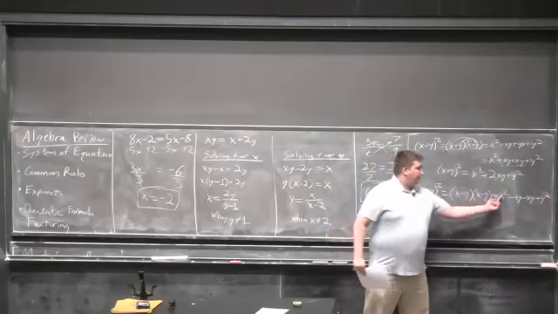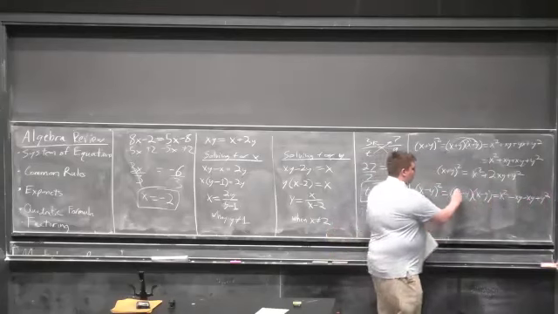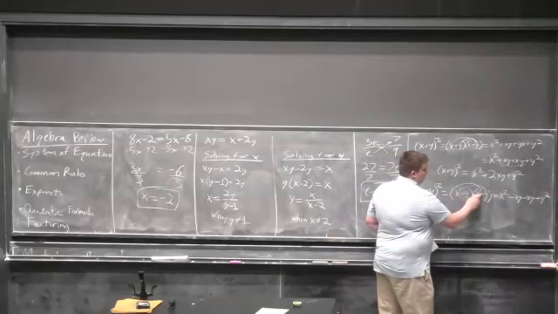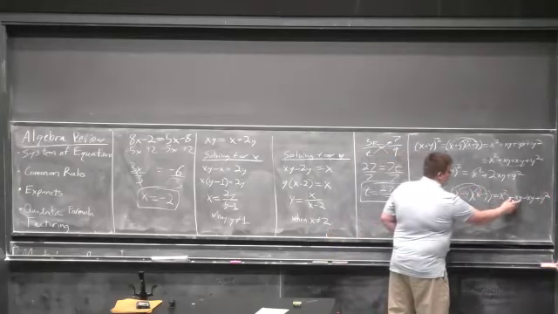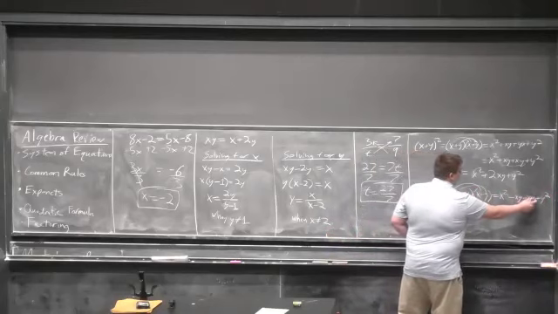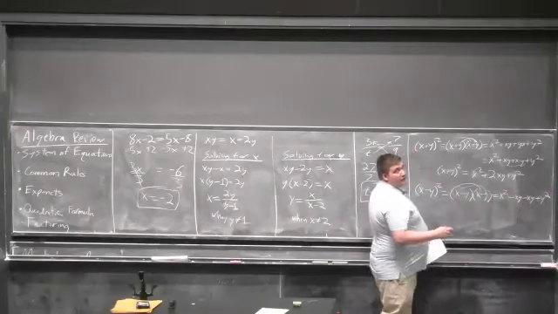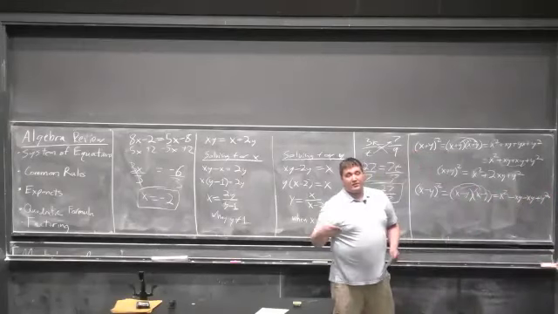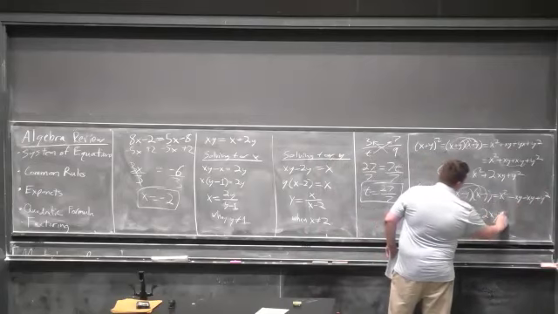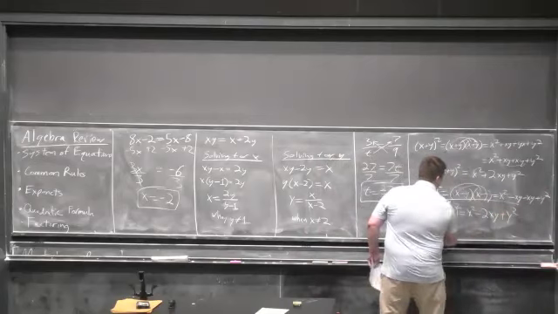X times x is x squared. X times negative y, that is negative xy. Negative y times x, that is negative xy. And negative y times negative y, and negative times negative is a positive. So we get positive y squared because we have 2 y's being multiplied by each other. So finally we have x minus y squared is equal to x squared minus 2xy plus y squared.